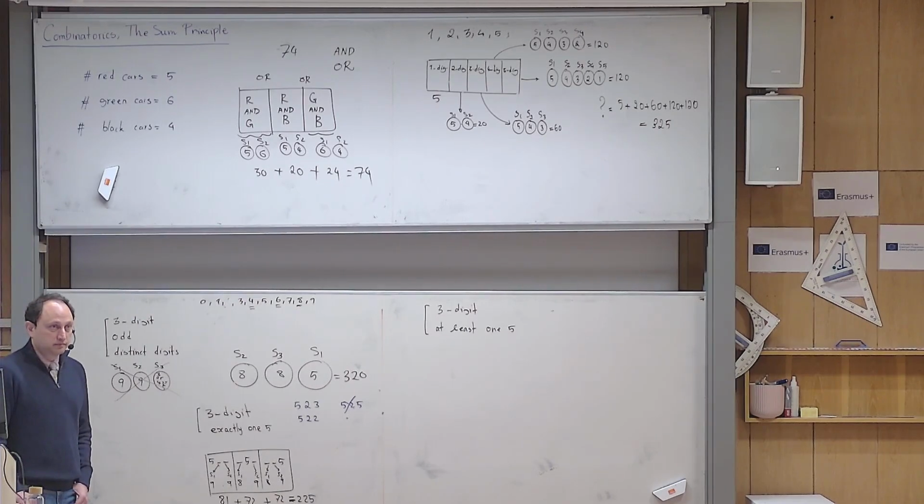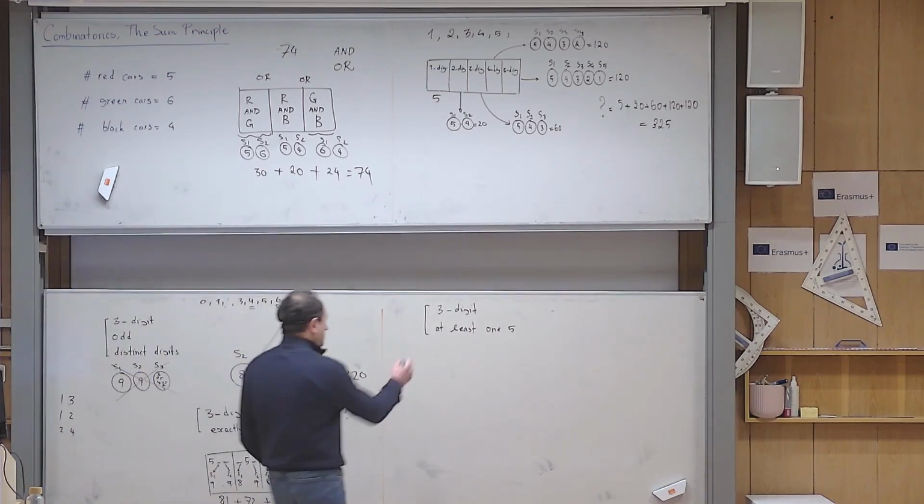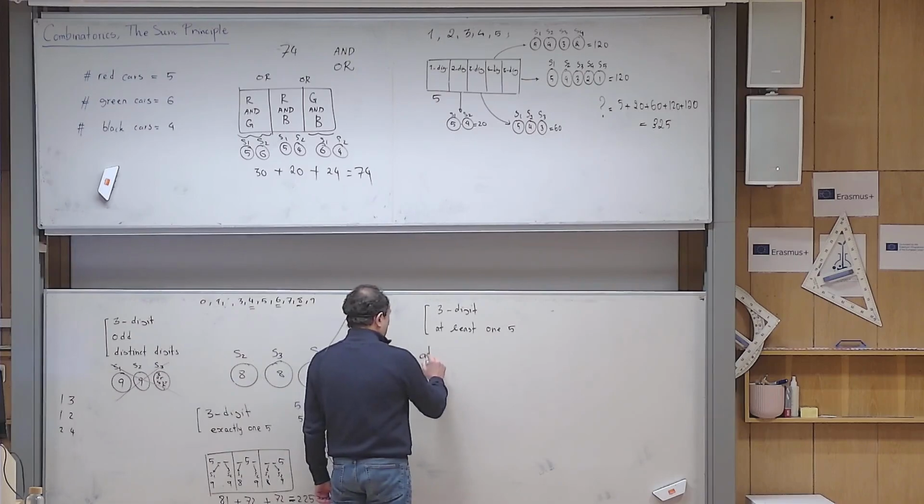My first instinct said to me, partition it into three different partitions. The first one being all three digits are 5, the second, two of them are 5, and the last one, only one. Yeah, so what is your interpretation of the word at least?